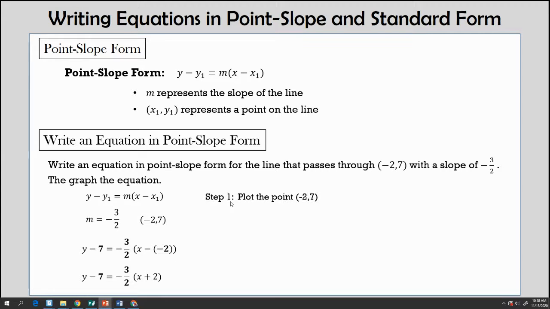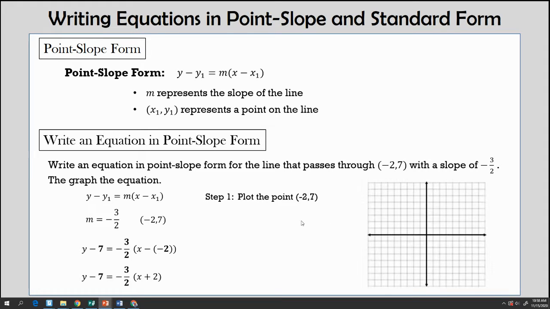Now it says graph it. Well, you guys know how to graph. First thing we're going to do is start with a point we know is on our line, which they're telling us is negative 2, 7. So I'm going to go to negative 2, 7, and put a point. Now, the second thing we do is we use the slope, negative 3 over 2, to plot another point on the line. So you should know that a negative slope means our line is going down from left to right. Okay, I could go up 3 to the left 2, but that takes me off the graph. So I'm going to go down 3 to the right 2, down 3 to the right 2.